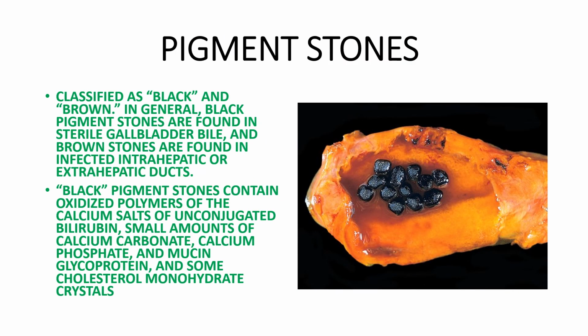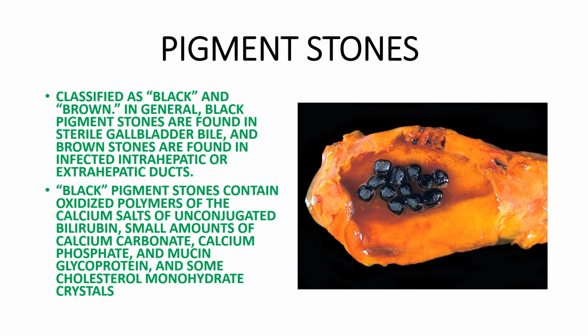The pigment stones, on the other hand, are referred to as the black and the brown in general. These stones may be found, as I've told you, in the bile ducts. Those may be intra or extrahepatic bile ducts. The black stones may be found in the sterile gallbladder bile, and brown stones are found in the infected intrahepatic or extrahepatic bile ducts. I repeat once again that the black stones are usually found in the sterile gallbladder bile. Brown stones are found in the infected intrahepatic or extrahepatic ducts.